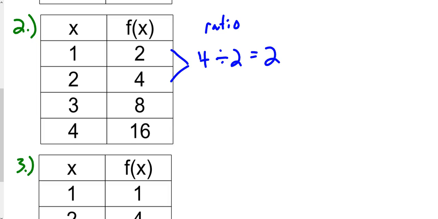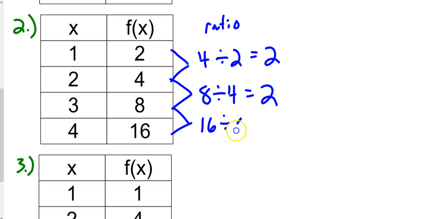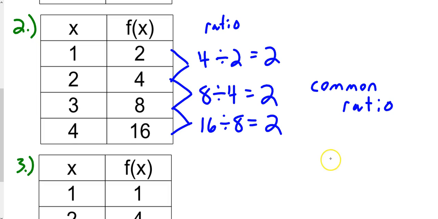So if all these numbers end up being 2, then that means that what you have right here, this function, is exponential in nature. So 8 divided by 4, well, that's 2. So far, so good. It's all matching up. And we check 16 divided by 8, that gives us 2. So since all of these are the same, that means they have a common ratio. So that means this guy is exponential in nature.